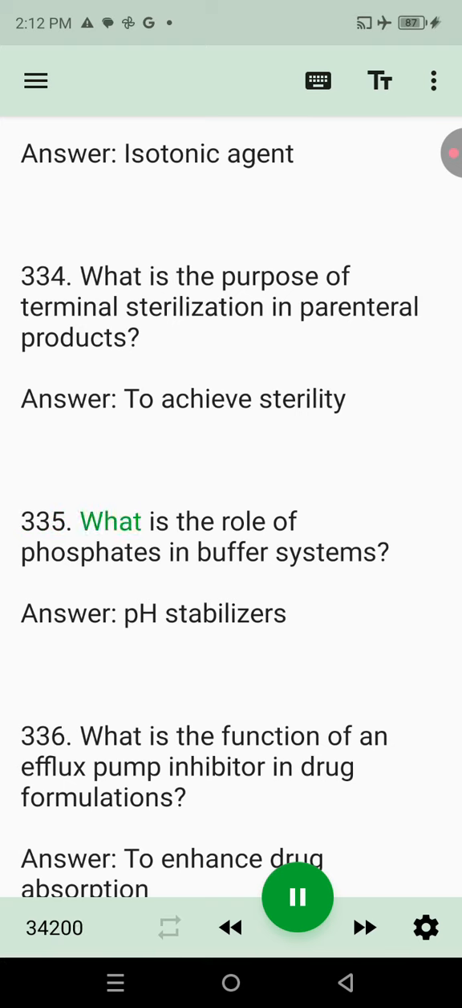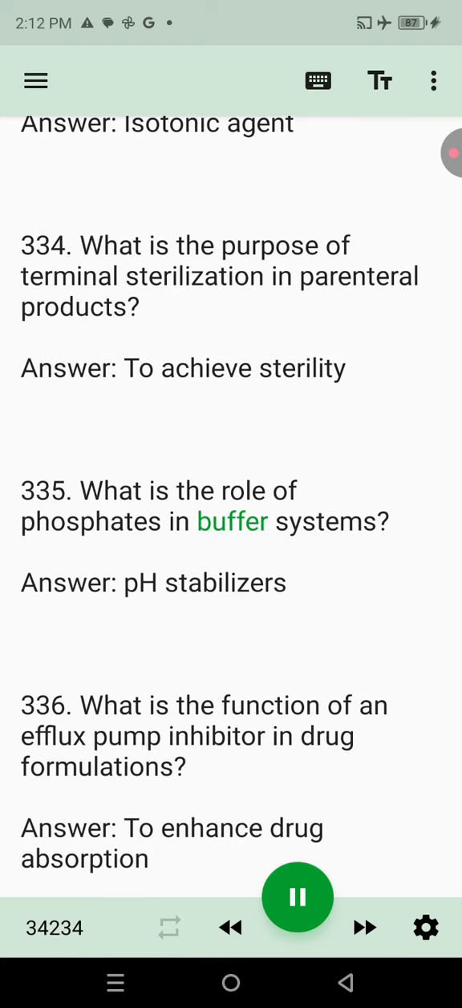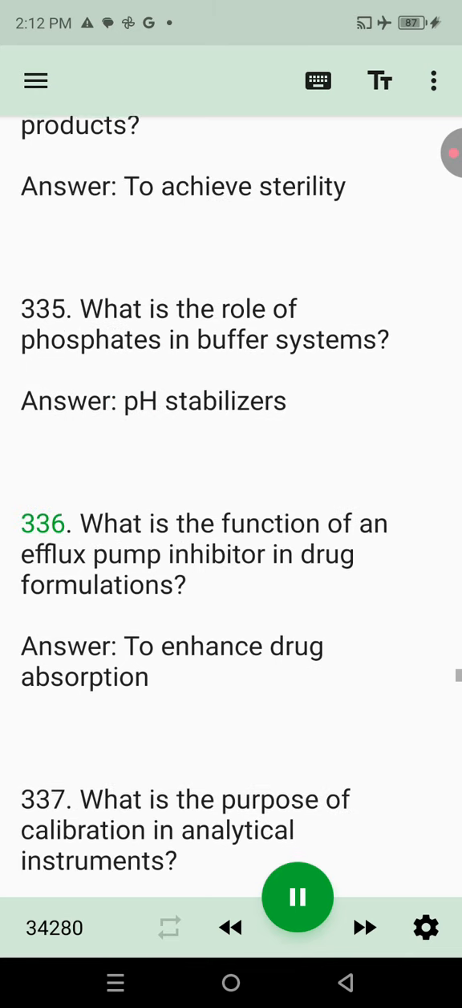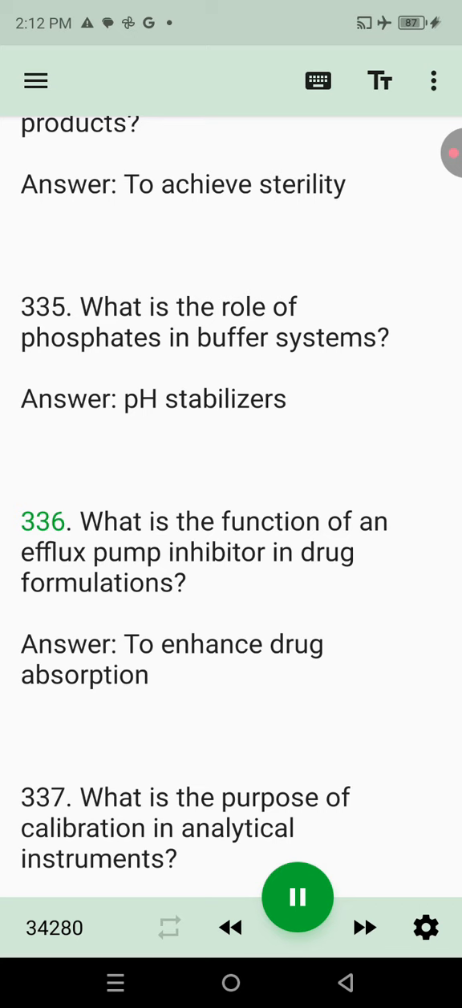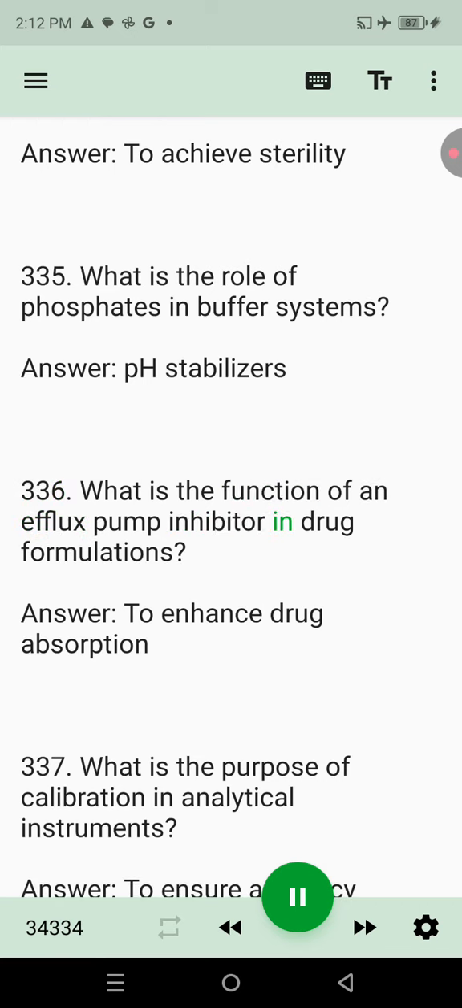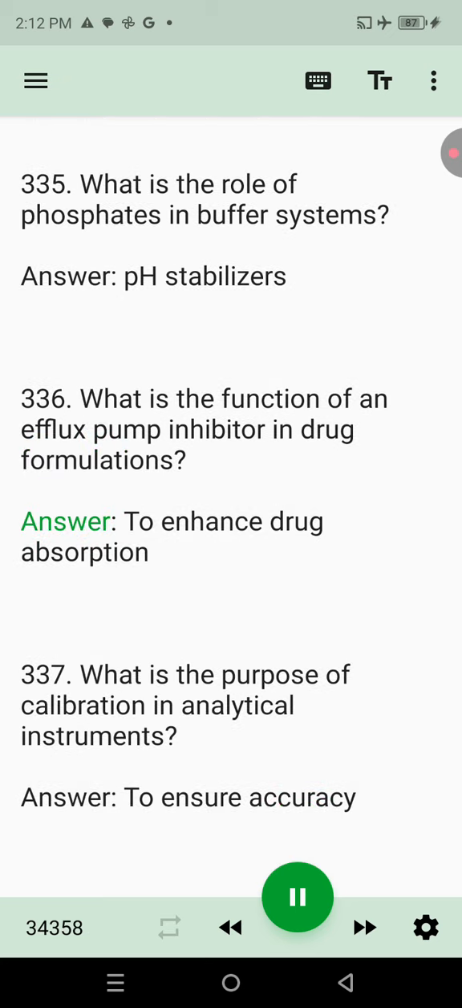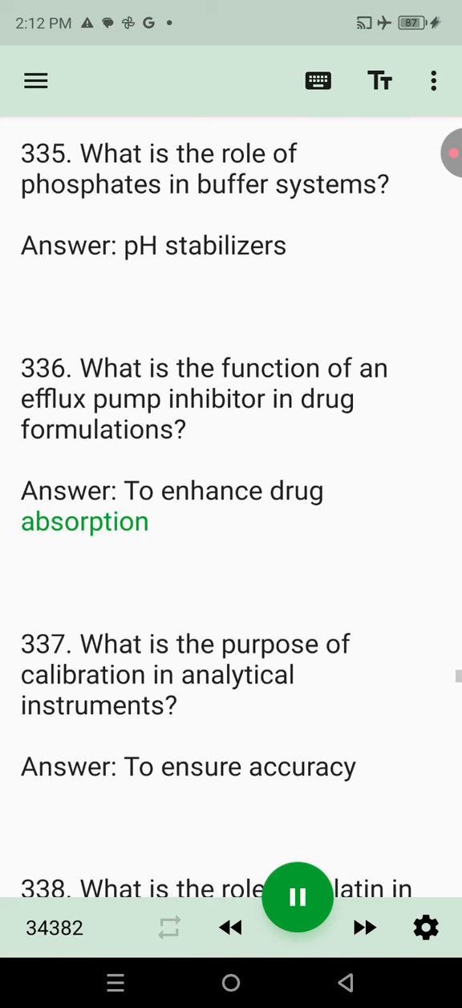335. What is the role of phosphates in buffer systems? Answer: pH stabilizers. 336. What is the function of an efflux pump inhibitor in drug formulations? Answer: to enhance drug absorption.